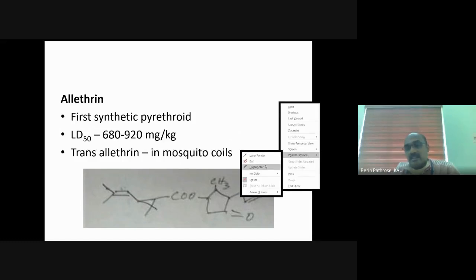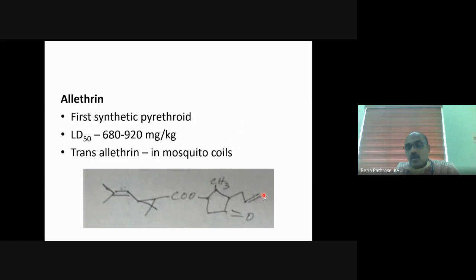is here instead of 4 carbon atoms we have 3: 1, 2 and 3. One carbon atom is removed. That CH3 at the end was removed from cinerolone. So that was a simple modification of a natural pyrethrin, and it was the first synthetic pyrethroid.